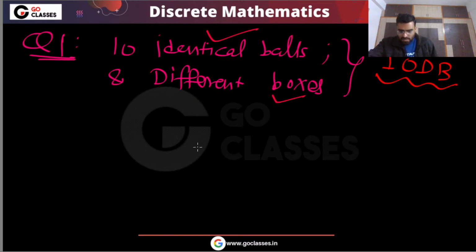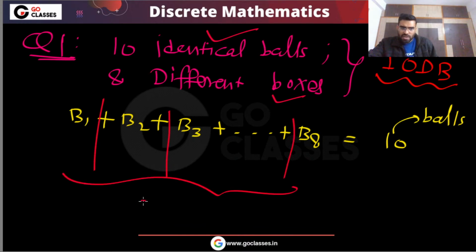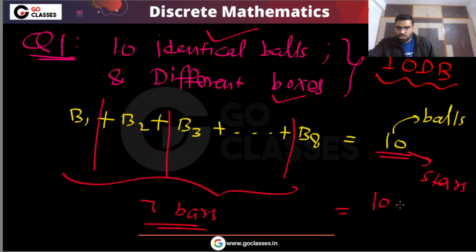So here you can apply the very simple formula. These are the boxes: b1, b2, b3, and so on up to b8, and we want their summation to be equal to 10. These are your balls. Finally, how many boundaries do we have? Total 7 bars, 7 boundaries, and 10 stars. So the answer will be 10 plus 7 C 7.